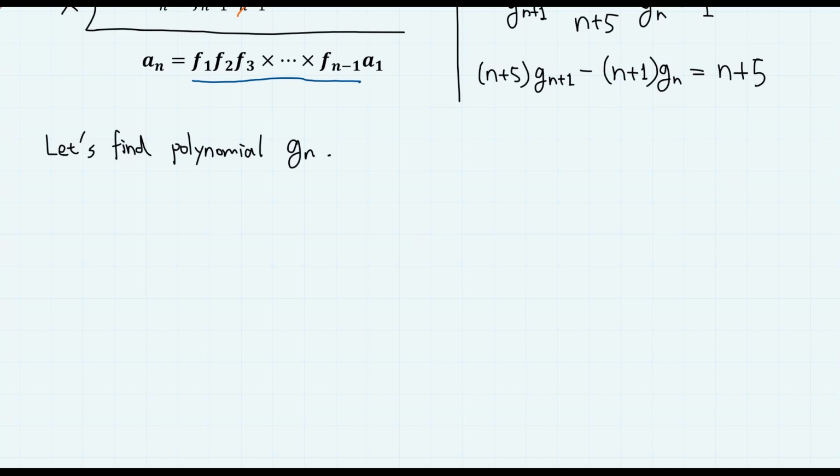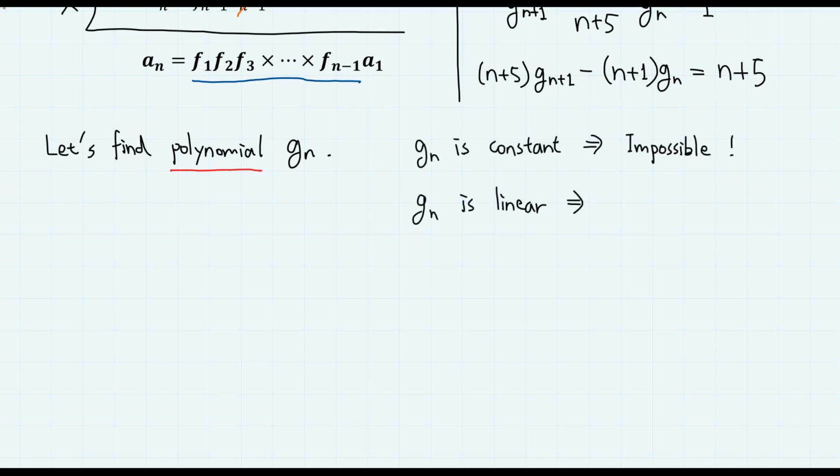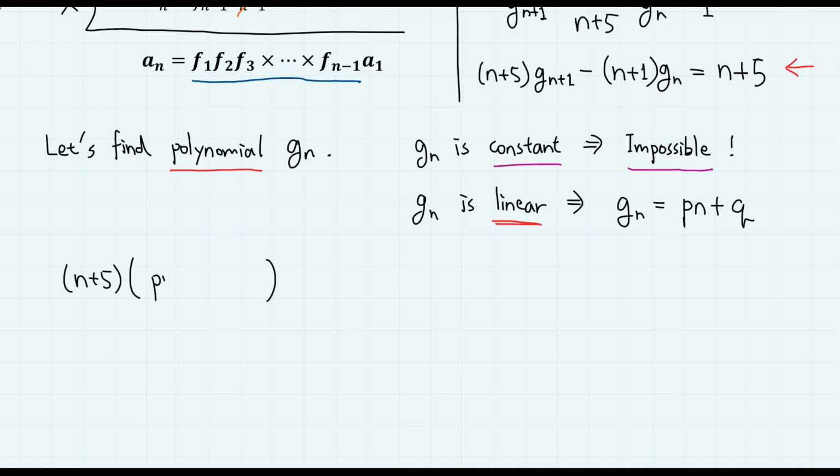Let us try to find gn in a polynomial form because that's the simplest. You can easily realize that it is impossible for gn to be a constant function, so let us try the linear function, that is, gn is equal to pn plus q. So if we write this equation again, we have n plus 5 times gn plus 1 is pn plus p plus q minus n plus 1 times gn is pn plus q, and this equals n plus 5.